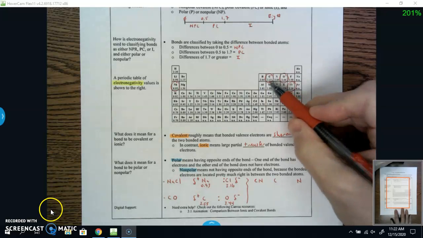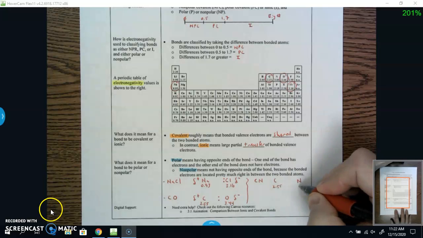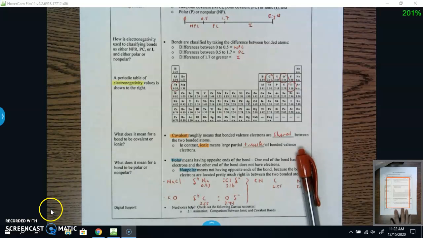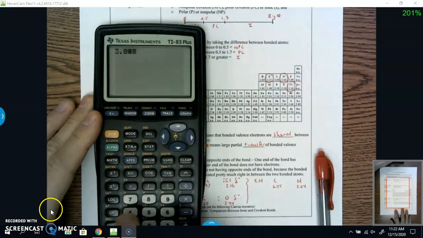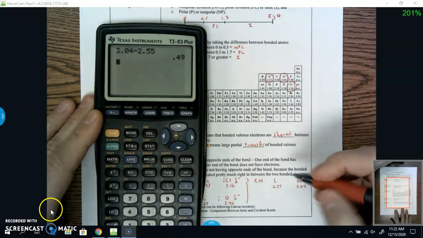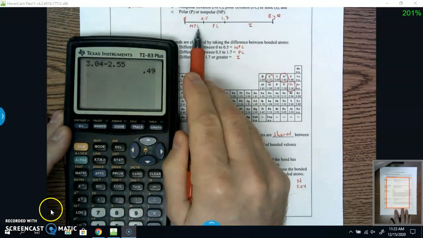Carbon's electronegativity is 2.55. Nitrogen's is 3.04. Now when I take the difference between those electronegativity values, remember difference means subtract, I just take 3.04 minus 2.55, and I get this number. The difference is 0.49, so we should see up here, this is still a nonpolar covalent bond.